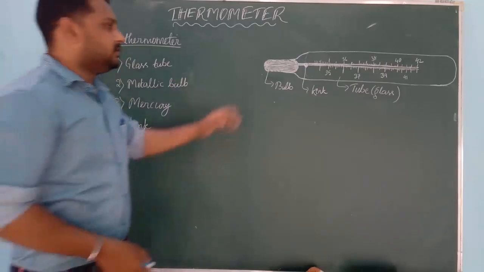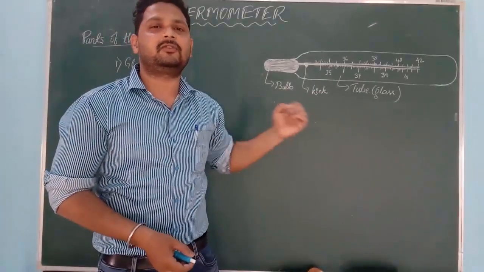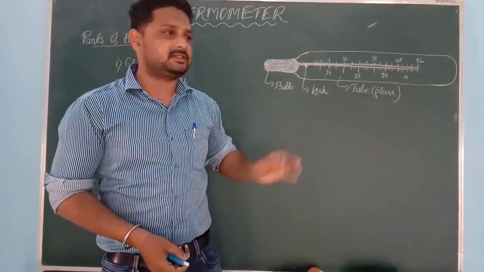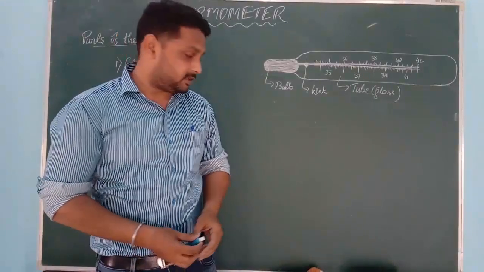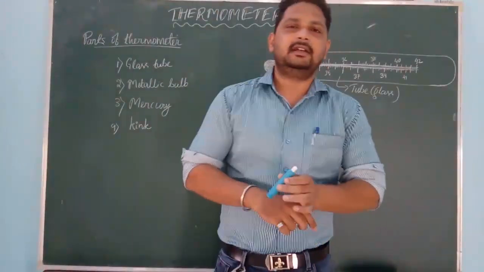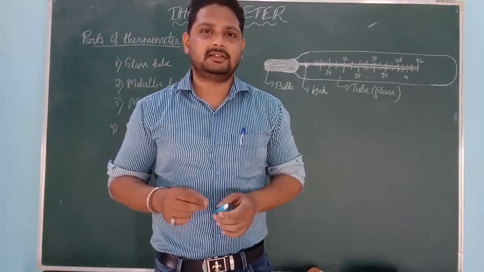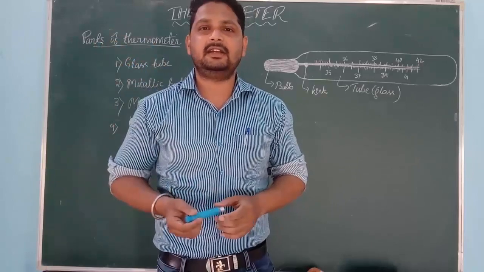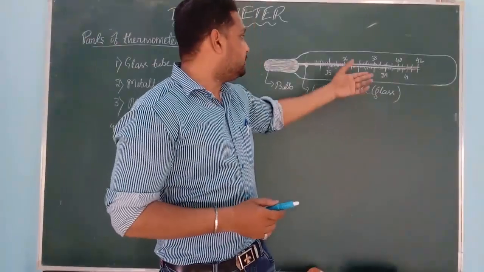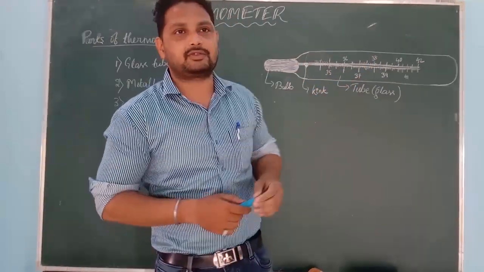Now the kink, as I was saying, is a special feature which is not found in the laboratory thermometer, which is exclusive to the clinical thermometer. Why is that? You might have seen that when a doctor is going to measure the temperature of a person, at first he gives a jerk to the thermometer, right? Why is that? So that the mercury directly settles down in its actual place.